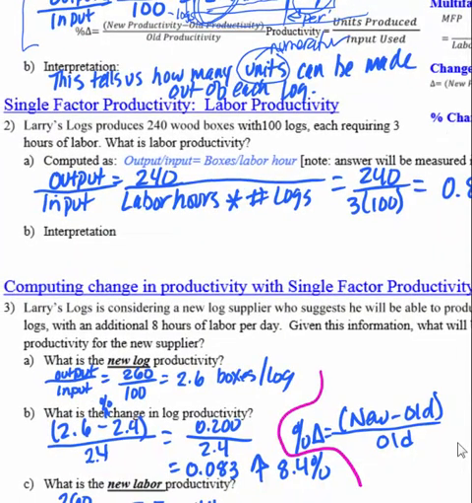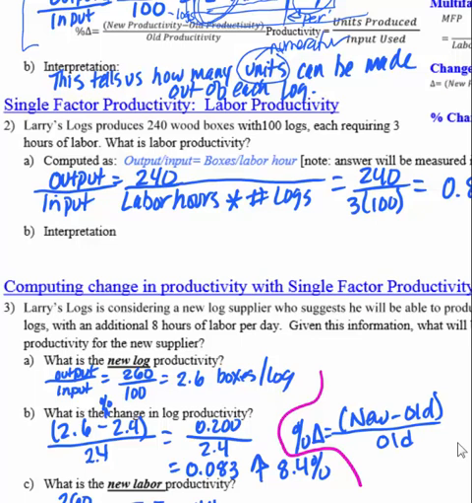Same idea, we're still at Larry's logs. He's still making 240 wood boxes, but this time it's telling us the labor productivity that's required. So we've got 240 wood boxes made with 100 logs, but we're not really interested in the logs as much as the labor. So we have to convert the logs into labor hours.